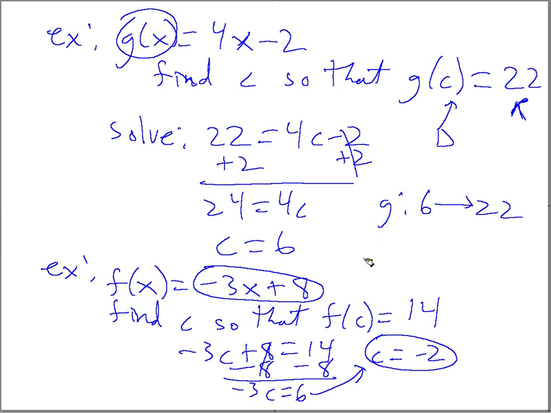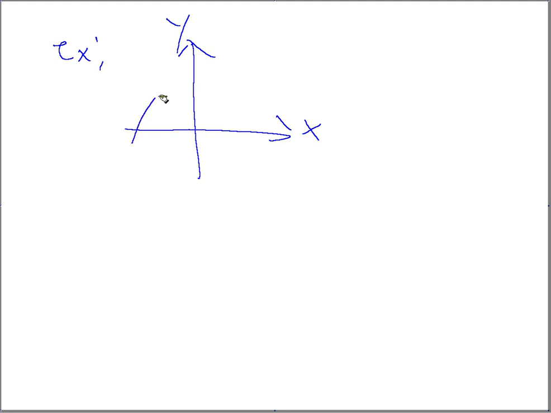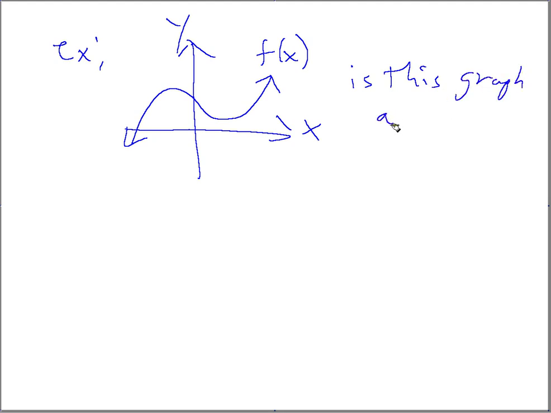All right, let's take a look at how we defined function earlier. Suppose I give you a graph. Let me give you some graph here of some function. Here's the y-axis, here's the x-axis. Let's say I give you a graph that looks something like this. Call this f of x, for example. So here's the graph of it. We don't know what the equation is. But based on this graph, is this graph a function? Is this picture representing a function?